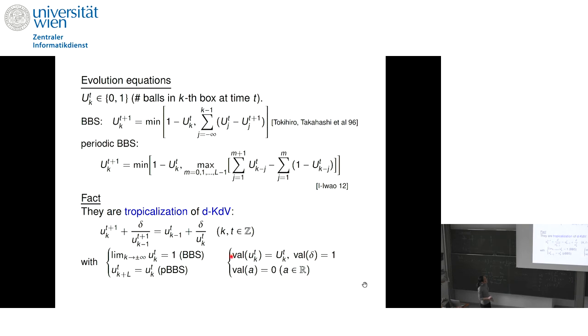And so by using this valuation and taking a tropical limit, we get this equation. So then you may notice why I introduced the discrete KdV with this curious form. It is closely related to the box-ball system, which is the main topic of my talk today.